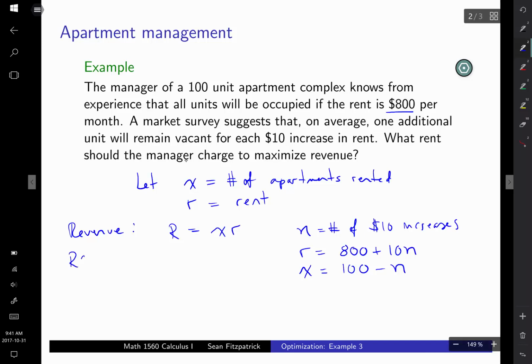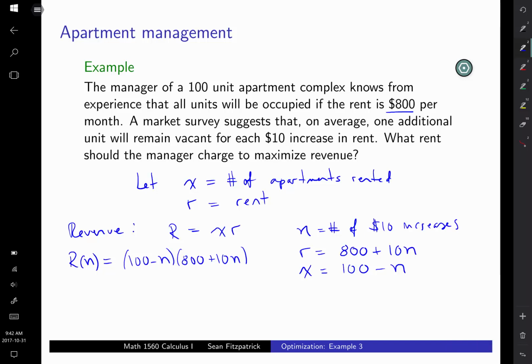Now we've written everything in terms of this single variable, the number of increases. So R, as a function of N, is going to be 100 minus N times 800 plus 10N. There we go.